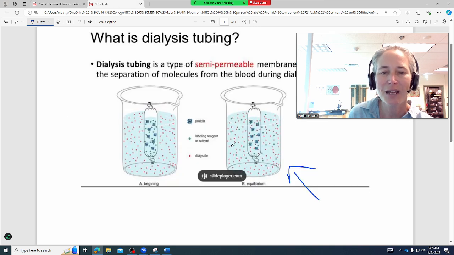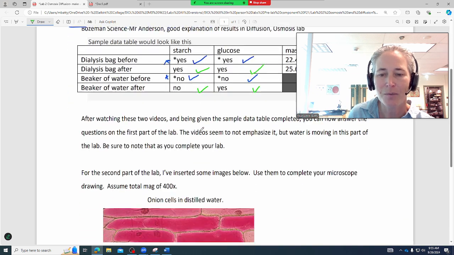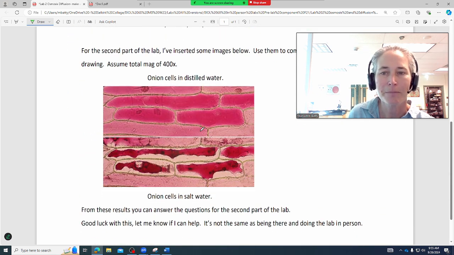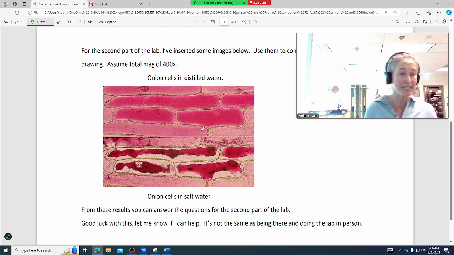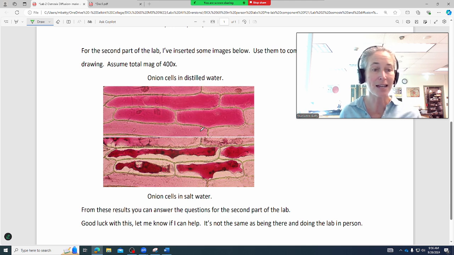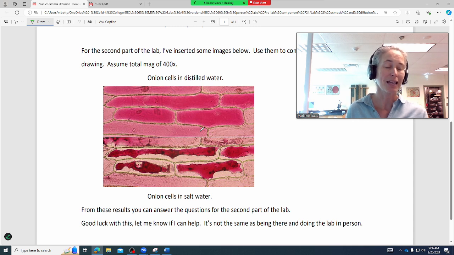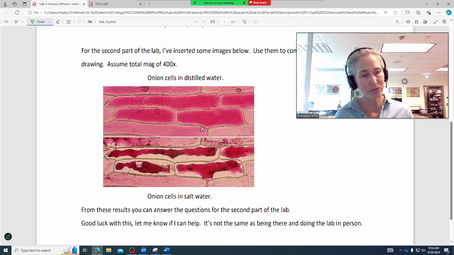The other thing that I'd mention is that on the lab, sorry, wrong document, the part B, for the second part of the lab, you can use these images. So these would be onion cells. I have a red onion here in the lab that we cut up and look at the onion cells, the same cells in distilled water and then in salt water. And again, that part, you're asked to use all the vocabulary of cell transport to explain what's going on.